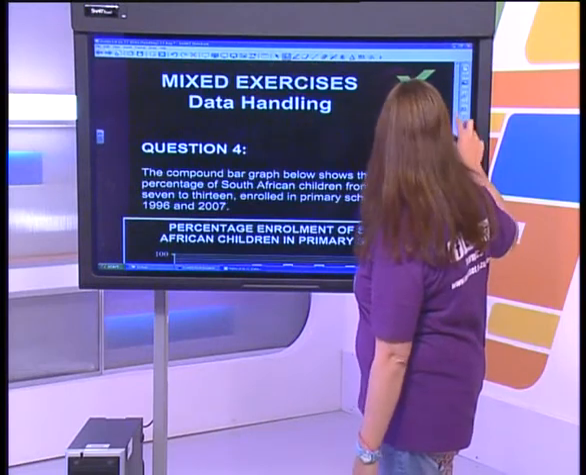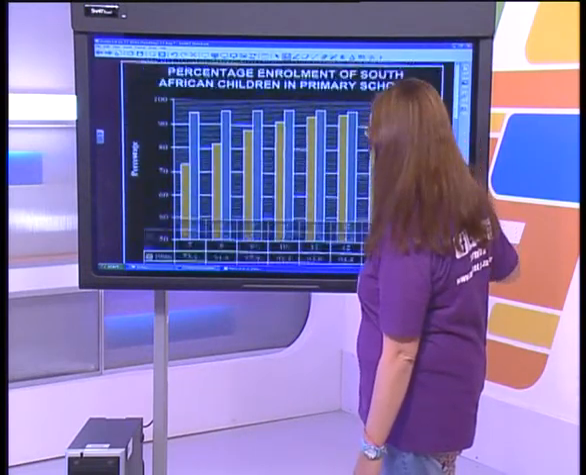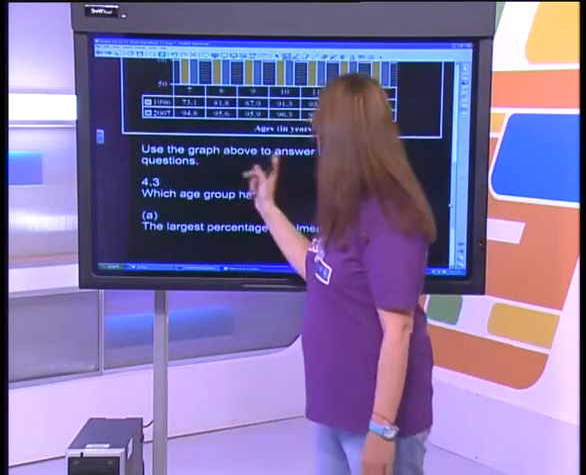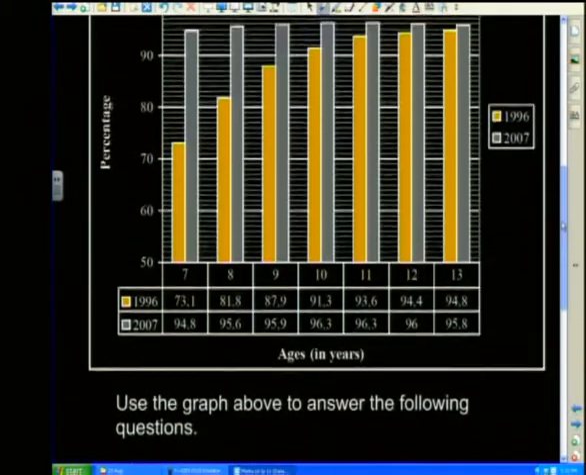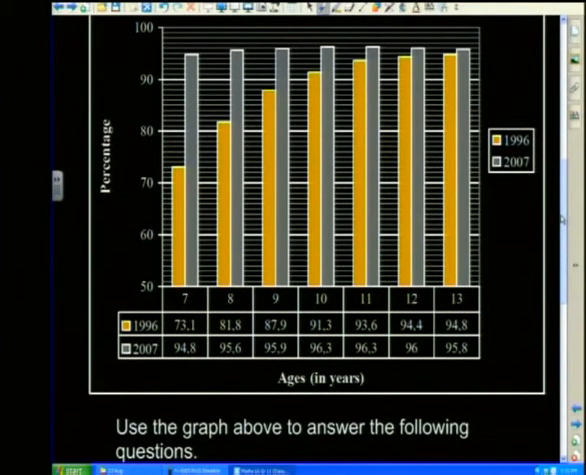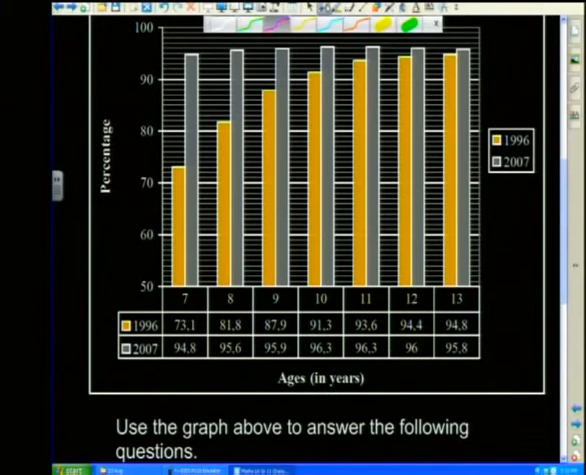And the question now says, we've still got our table. Use the graph. Which age group had the largest percentage enrollment during 96? So this would probably be easier to look at the graph. We want the largest percentage enrollment.